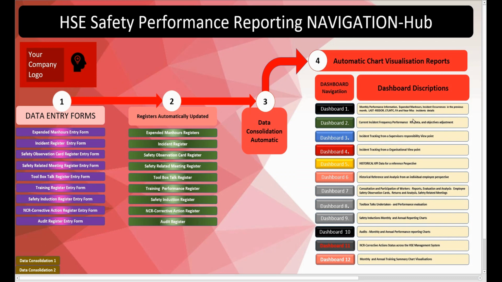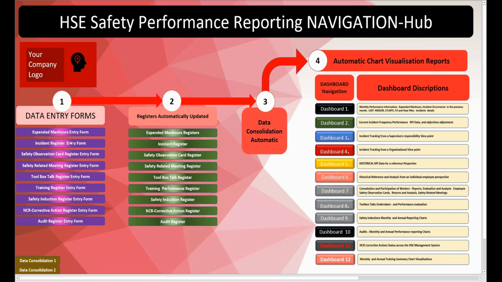So how does the Safety Dashboard Hub work? It involves the following elements: data entry in column 1, data storage in column 2, data consolidation in column 3, and data presentation in column 4. So let's first look at the start of the process, the forms in column 1. The first two forms, the expended man-hours and the incident register entry forms, logically generate the KPI lagging indicators, and all the rest are used to capture the organization's KPI leading data.